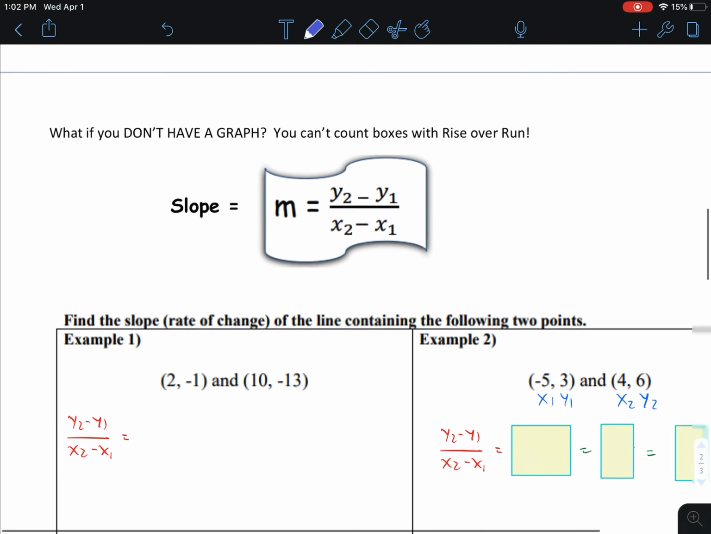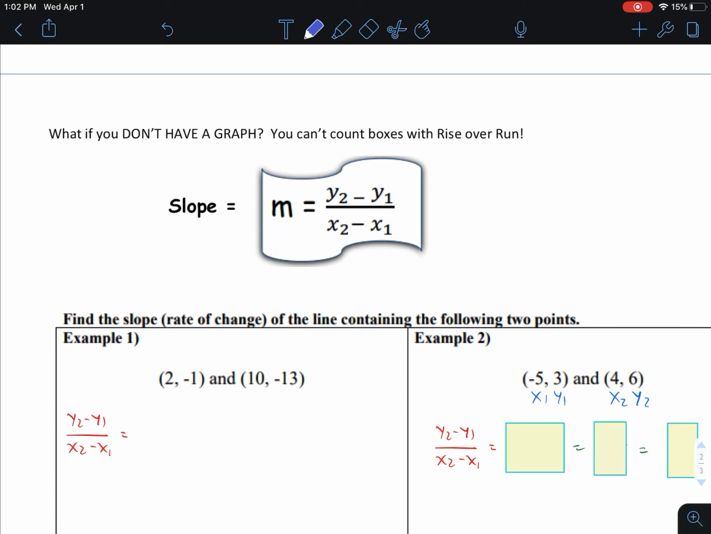Cool. Now, what if you don't have a graph? If you don't have a graph, you can't count boxes. You're not going to sit there and make your own coordinate graph. It's going to take you forever. So there's a formula, okay? Right here. M stands for slope. Don't ask me why, but that is the slope formula. Subtract the y's, subtract the x's, and divide, okay?